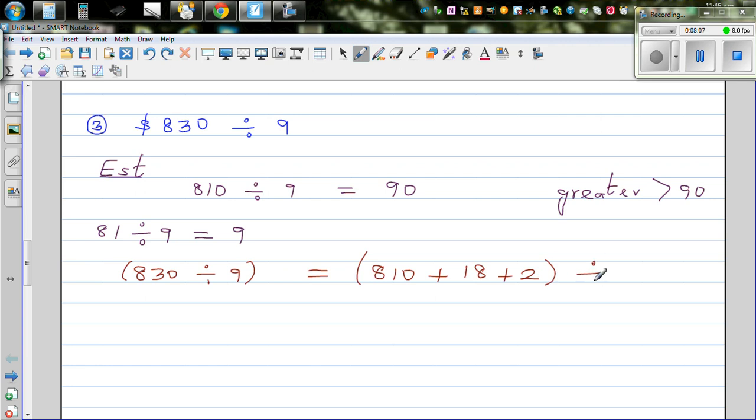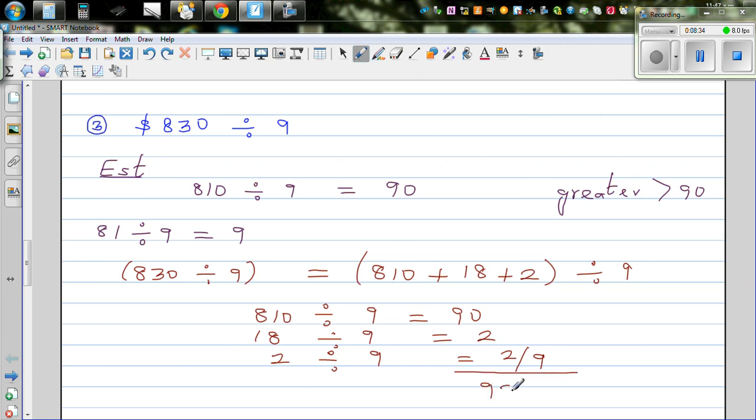Divided by 9. So this is same as dividing 810 by 9, which is 90. Then I got an 18. 18 divided by 9 is 2. And then you have to go 2 divided by 9, which is 2/9. Okay, you don't need to estimate, this is an exact answer. So final answer would be 92 and 2/9. The answer is 92 and 2/9.